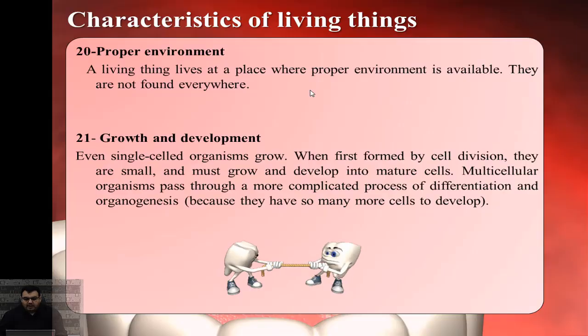20. Proper environment. A living thing lives at a place where proper environment is available. They are not found everywhere. 21. Growth and development. Even single-cell organisms grow. When first formed by cell division, they are small and most grow and develop into mature cells. Multicellular organisms pass through a more complicated process of differentiation and organogenesis because they have so many more cells to develop.